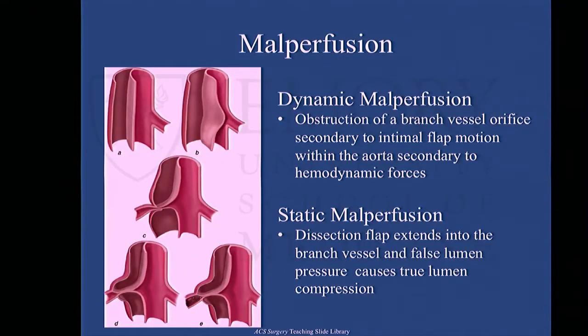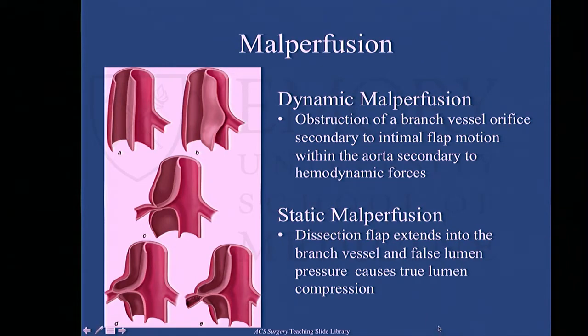There are mechanisms to the malperfusion, too. So dynamic malperfusion refers to actually the floppy flap, and I'll show you some IVUS examples coming up. In an acute dissection, this flap can move over and actually obstruct an orifice to a branch vessel. The dynamic malperfusions are actually the ones that really respond well to a stent graft, even proximally. If you stent open the descending thoracic aorta, a dynamic malperfusion in the abdomen will usually resolve.